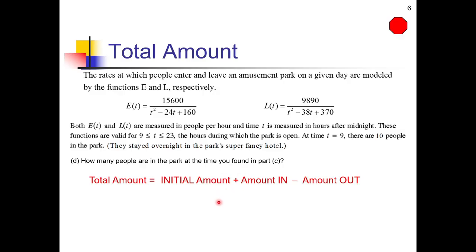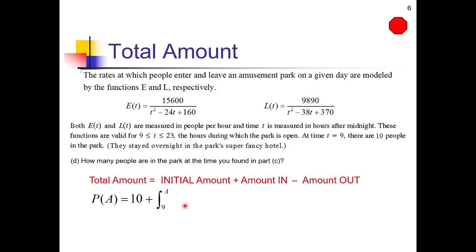All right, let's see how that went. So I'm going to have to take into account the number of people in the park when everything started. So they said there was 10 people in the park at time 9. So P of A, that was our time that we found in part C, that was about 15 point something, is going to equal 10 plus, now we're going to need an integral from 9 until time A when we actually hit that maximum number.